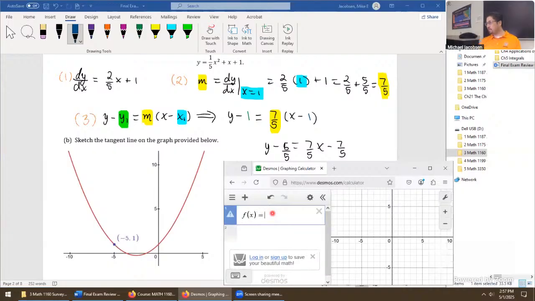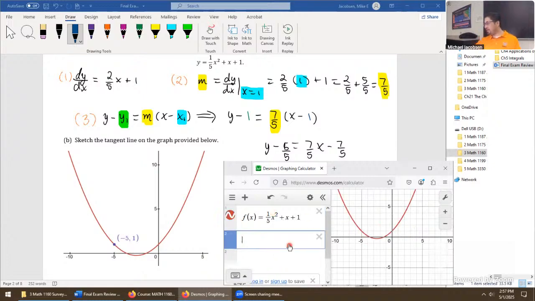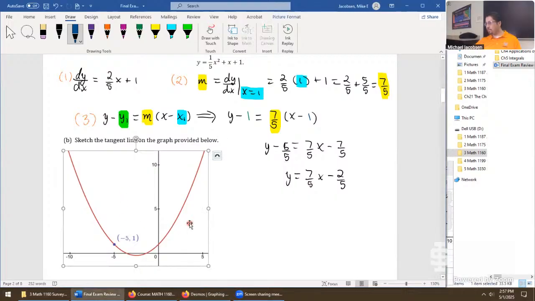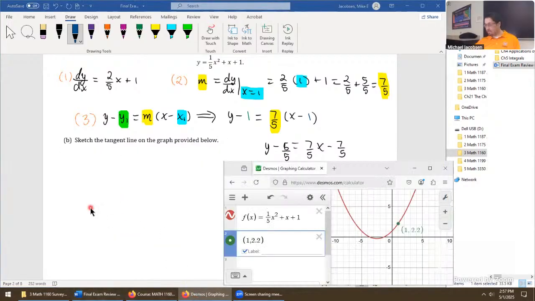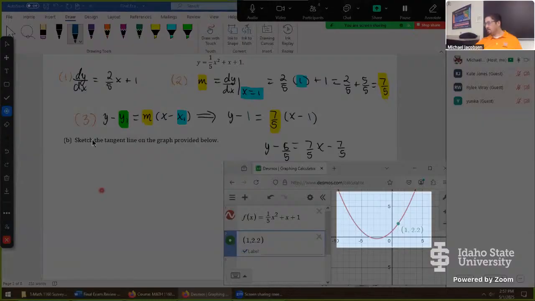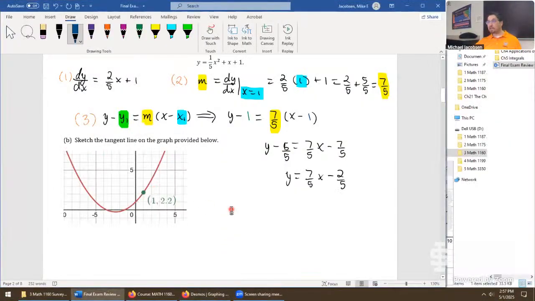The function was 1/5 x squared plus x plus 1. And our point of tangency was supposed to be f at 1. And that's a 2.2. I think I baked this problem a little bit half-baked, it looks like. So this should have been 1, 2.2. That's where our point of tangency should have been. Let's back off this graph right here and put in the correct one. Without a red dot, it just looks ominous. Okay, that looks like a real graph.